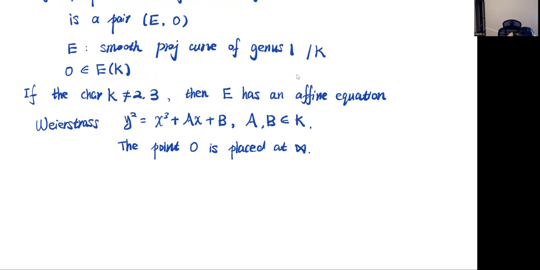So it contains the information of the elliptic curve. It tells you the smooth genus one curve, and also it tells you the specified point, namely the point at infinity. So sometimes people will just say that the curve is a curve defined by this equation, and by that they implicitly have specified the point O as the point at infinity. Okay.